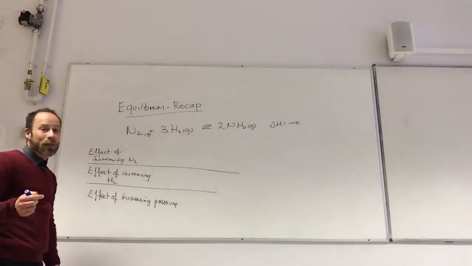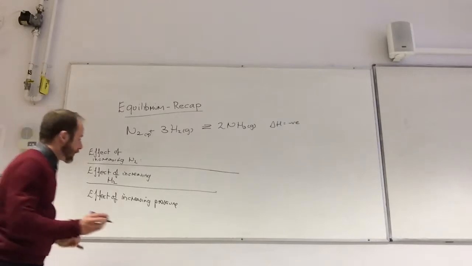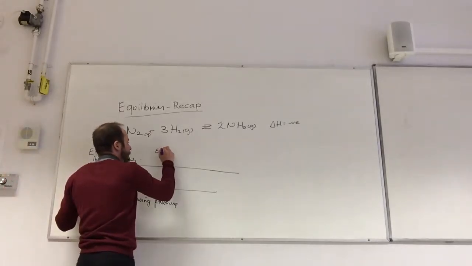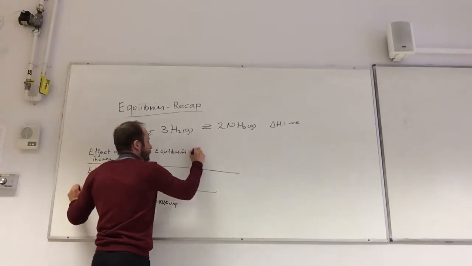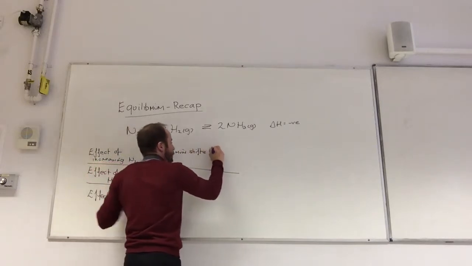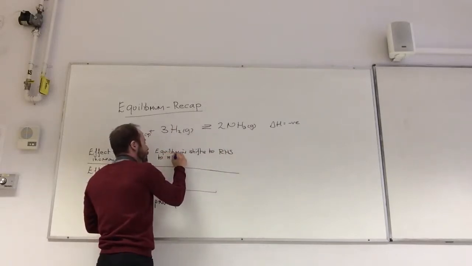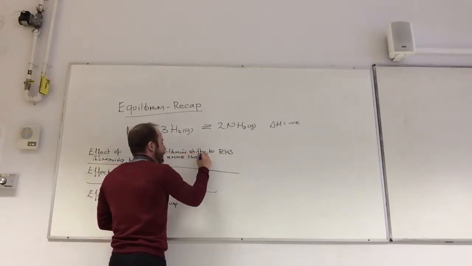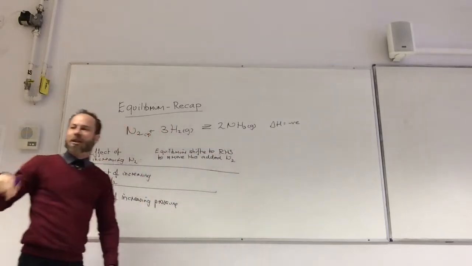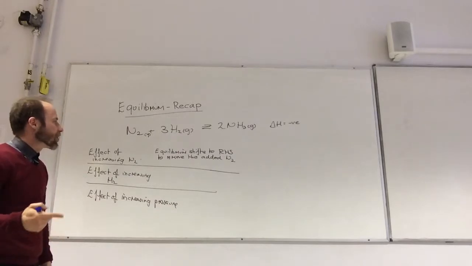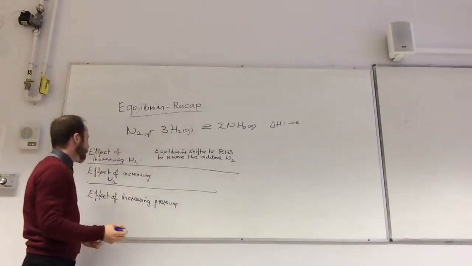So what will be the effect if I come along and I increase the concentration of N2? Which way will my equilibrium shift using Le Chatelier's principle? To the right. Brilliant. So we can say equilibrium shifts to right-hand side to remove the added N2. So you need to say which side it shifts to and why.